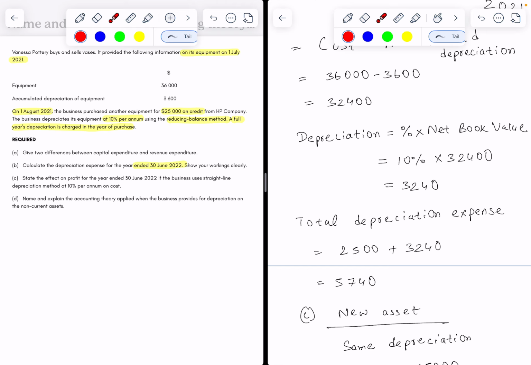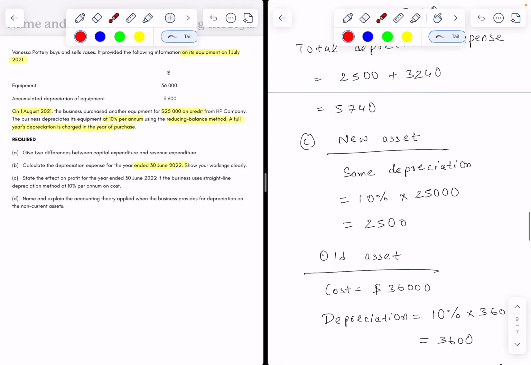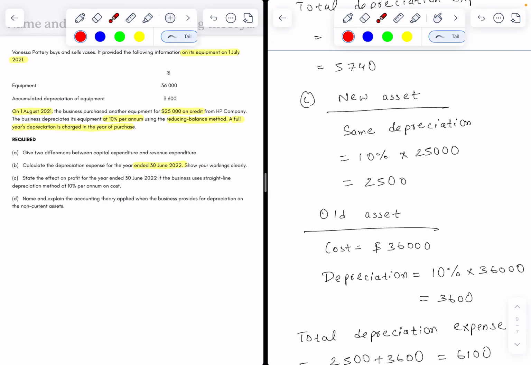Okay? All right, so I believe that is clear. Now let's move to part C. State the effect on the profit for the year ended 30 June 2022 if the business uses the straight line depreciation method at 10% per annum on cost. All right, so let's start with the new asset.